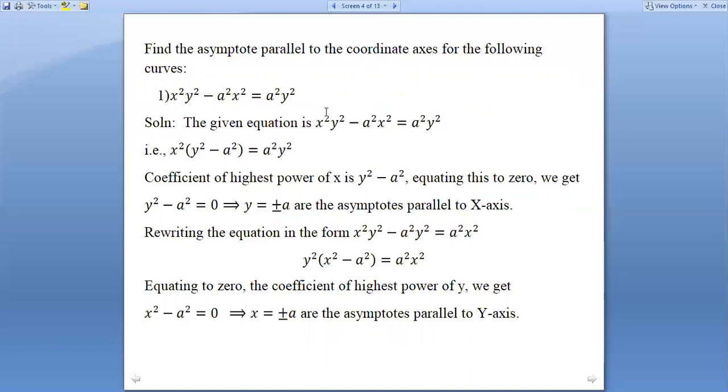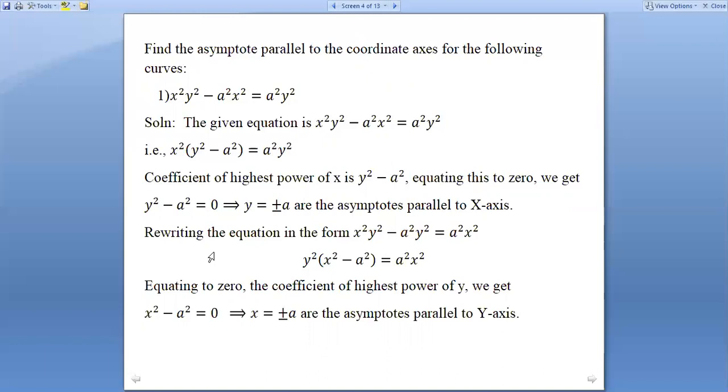So you have the curve here, the equation of the curve is given. Now I'll write this equation as x square into, because I need to equate the coefficient of the highest power of x to 0. For that reason, I am taking x square as common and writing it as x square into y square minus a square is equal to a square y square. The coefficient of the highest power of x is y square minus a square, and equate this to 0. We get the solutions y is equal to plus or minus a. So y is equal to plus or minus a is an asymptote parallel to the x-axis.